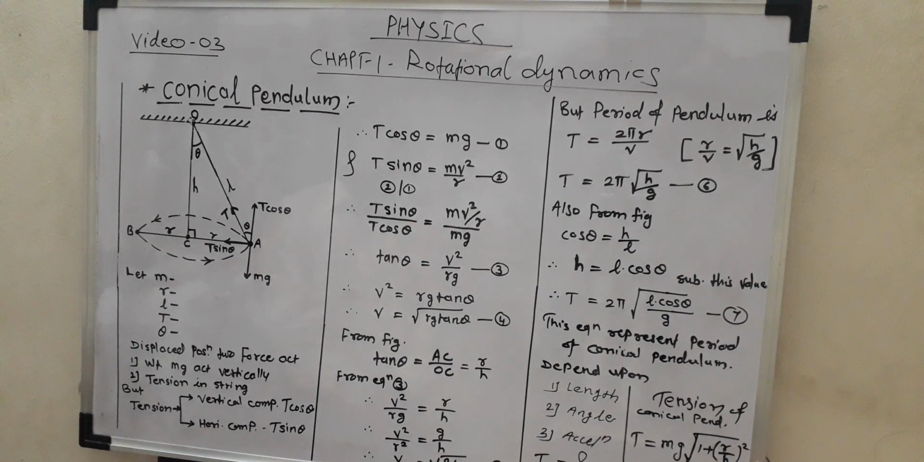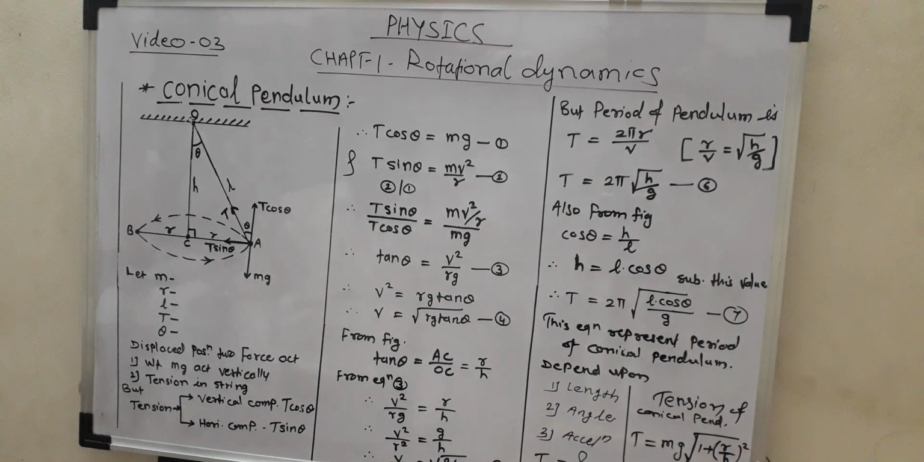Suppose that pendulum is displaced in such a way that it revolves in a circular path with constant speed, then it is called a conical pendulum. If the simple pendulum is displaced along a horizontal circular path with constant speed, then this is called a conical pendulum.